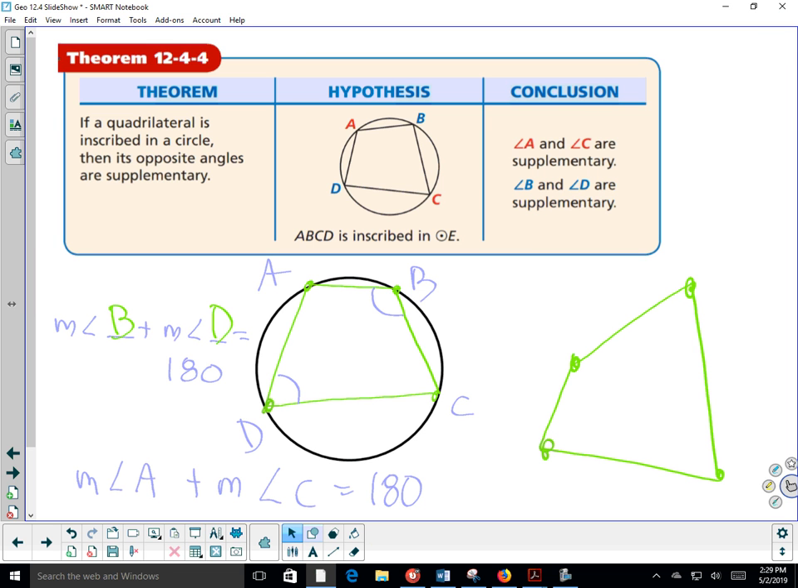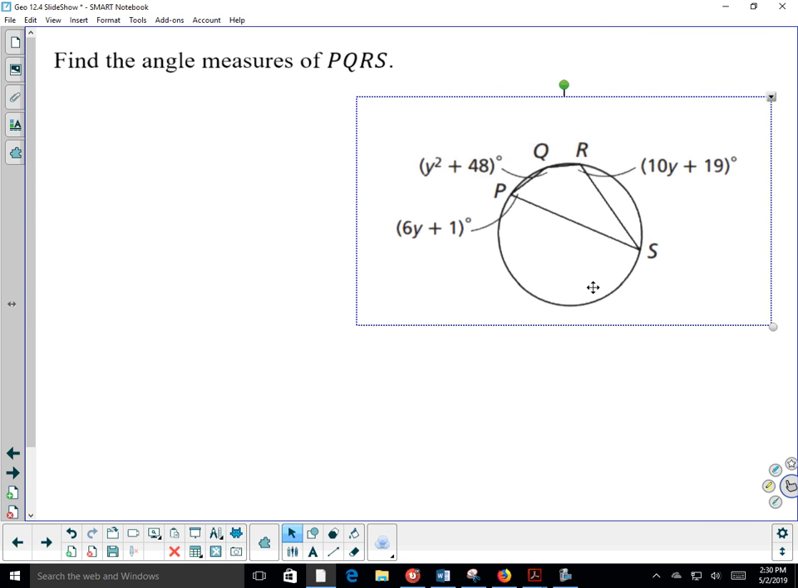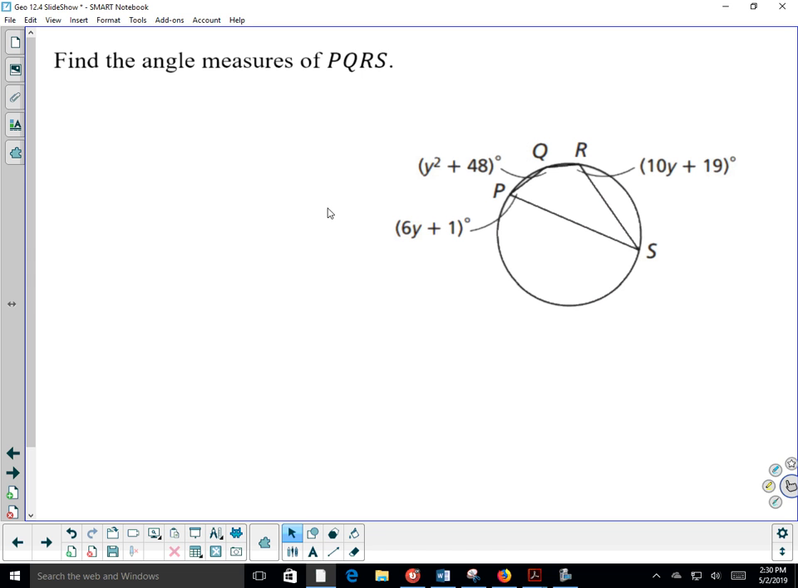Yes. Awesome. Can I do the next one? What next one? This one? Yes. In this picture, it says find the angle measures of this whole quadrilateral. So we do have an inscribed quadrilateral here. It goes from P to point Q to point R to point S. And they're giving us the measures in terms of y for 2 of these.